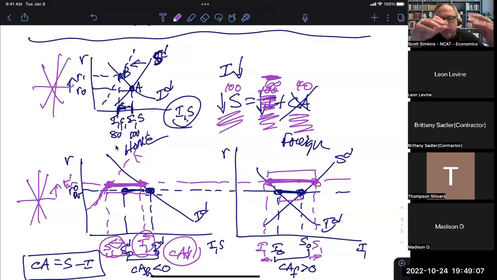But one of the big things is also the whole twin deficit issue, right? So in this case, the government budget deficit went up, and so did the trade deficit. That's another thing that's talked about in the chapter. That's another thing that comes up in the news.